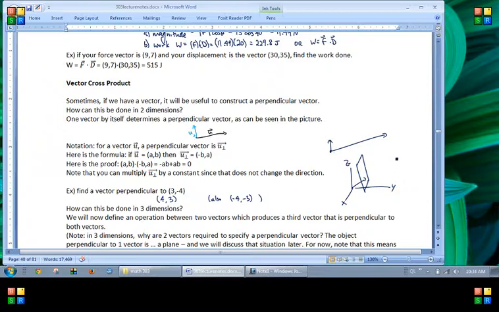And a nice way to think about this is if you have the standard x-axis and the standard y-axis, then what's perpendicular to those things? It's the z-axis coming straight out at you in 3 dimensions.